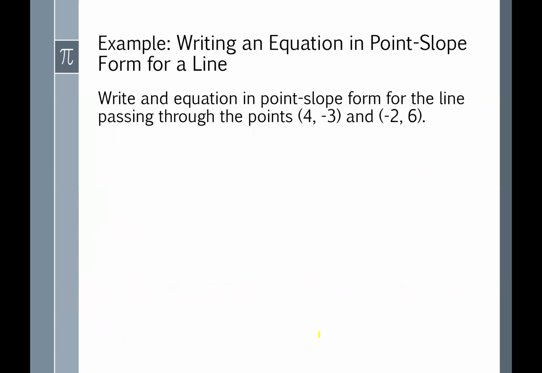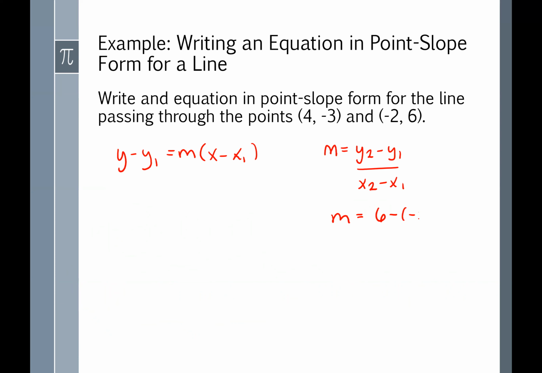All right. So what if you're given two points on the line and they ask you to find the equation in point slope form? Well, again, what do I need to know? I need to know one point. Well, I've got 2, so I'm good there. And I need to know the slope, and I don't know the slope, but I've got a formula for it. So I'm going to find the change in y over the change in x.